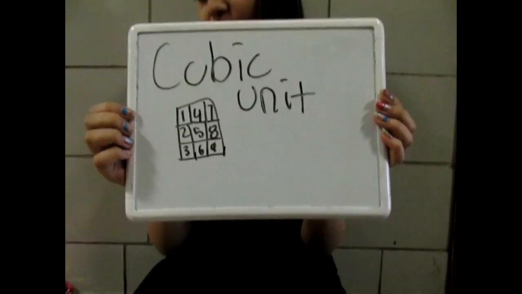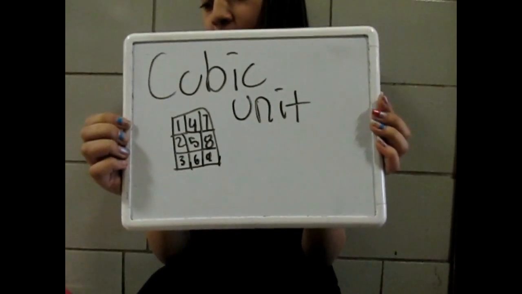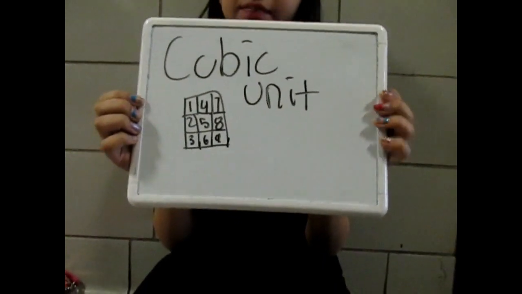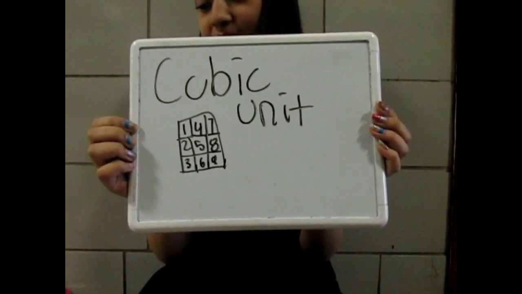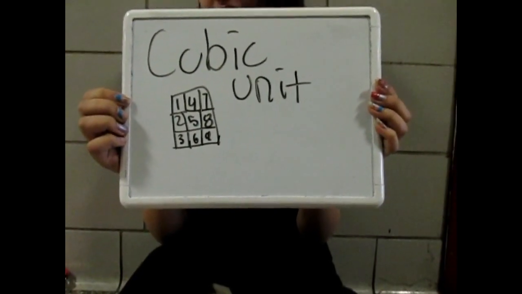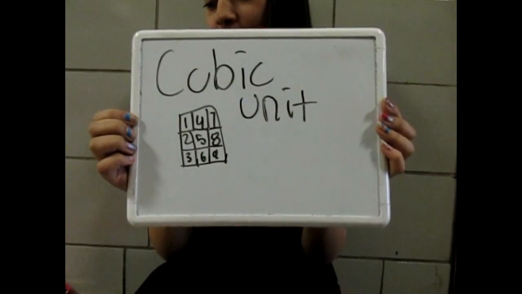A cubic unit is a measure of volume. It is equal to the volume of the cube, which is 1 unit tall, 1 unit wide, and 1 unit long.